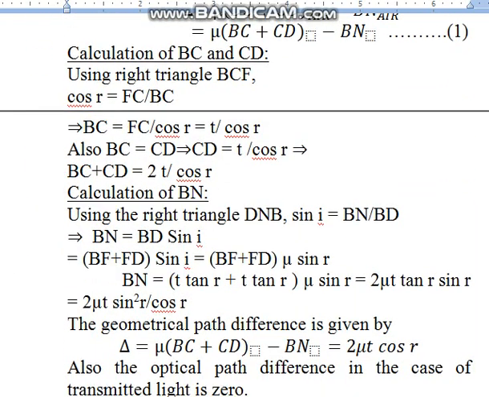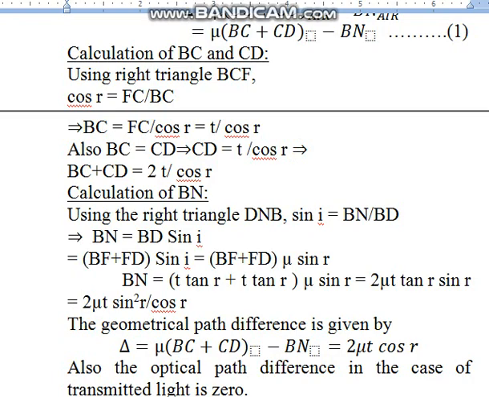Okay, so in triangle BCF we apply the cos formula, and in this way we obtain BC equal to CD equal to T upon cos R. What will BC plus CD be? It is twice T upon cos R. Okay, now let's calculate BN. We have calculated BC and CD. Now at last we calculate BN.